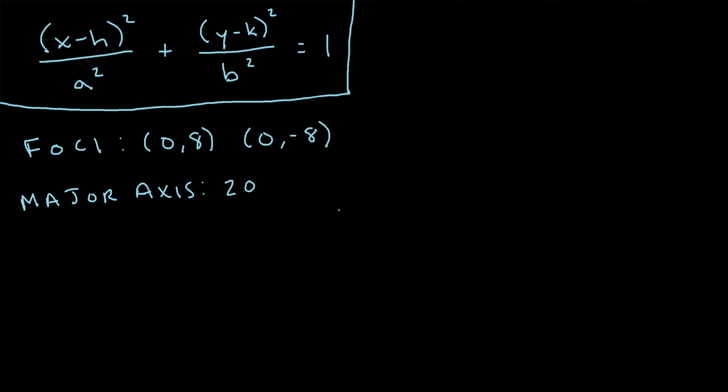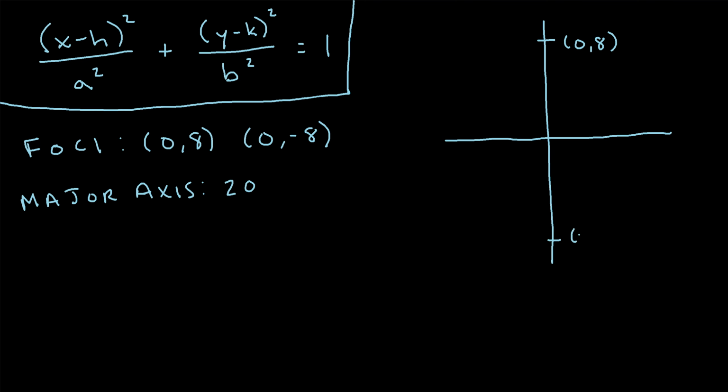All right, let's try one more example. Let's say we're told that the foci are located at (0, 8) and (0, -8), and the major axis has a length of 20. So if we sketch this situation, we can see the foci are at (0, 8) and (0, -8). These are the foci. So we can see that this ellipse is going to be vertical.